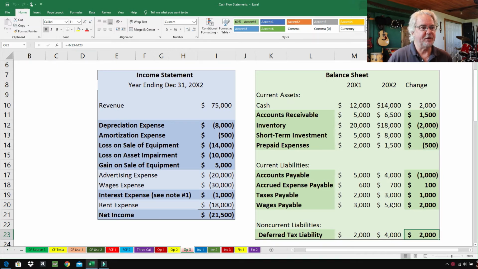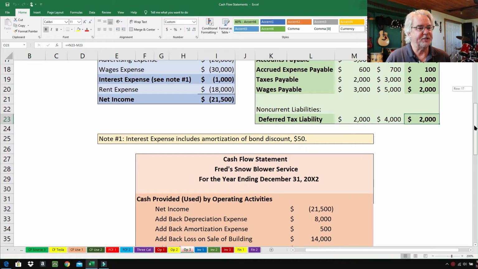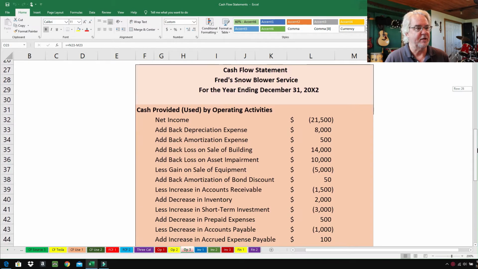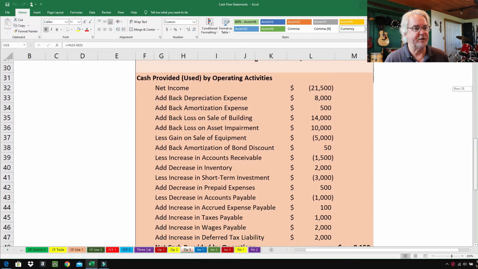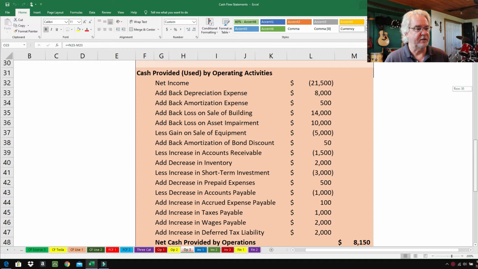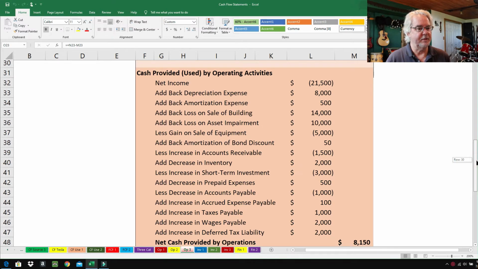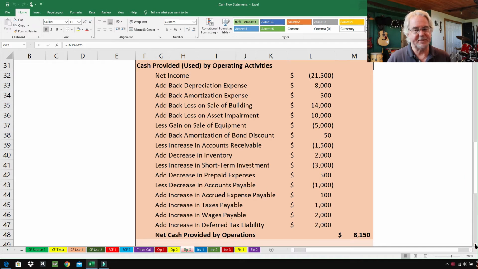So here we are. Let's go down to the cash flow statement. I'll show you what it looks like in total. What we're doing is focusing on operations. We are not working on the other sections of this cash flow statement. Here's the cash flow statement, and it goes on and on and on, and it looks pretty complicated. Looks really difficult, but it's not that bad. We'll just take it one step at a time.